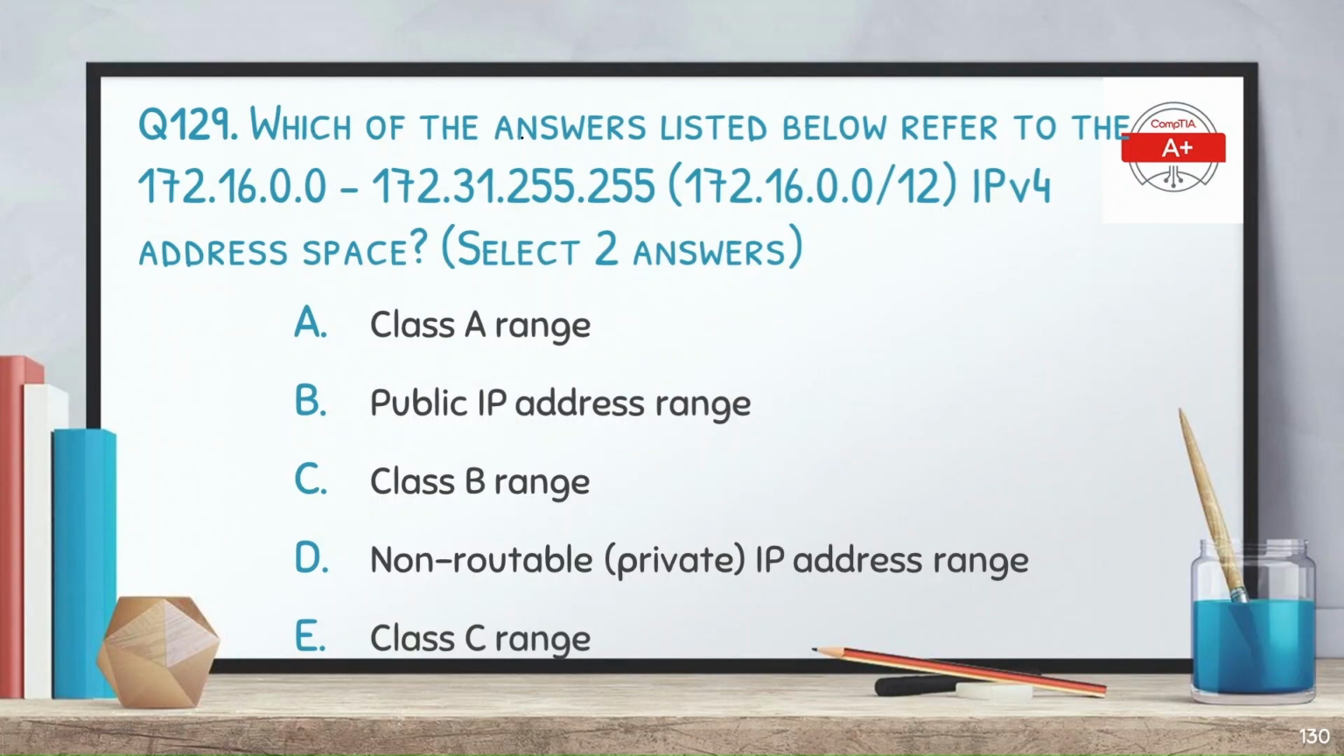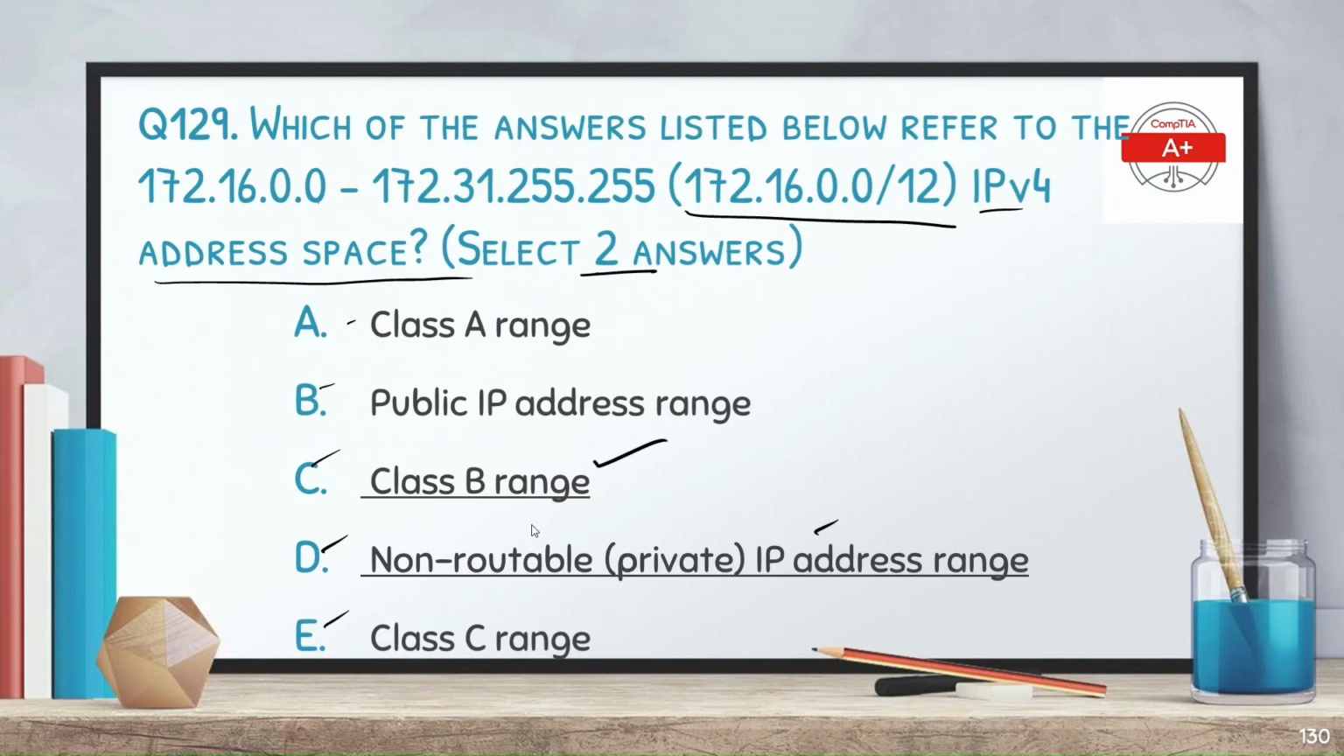Question number 1 to 9 is that which of the answers listed below refer to the 172.16.0.0-172.31.255.255, that is 172.16.0.0/12 IP version 4 address space? And again, we have to select two answers, and the options are A, class A range, B, public IP address range, C, class B range, D, non-routable private IP address range, and E, class C range. And the correct options are, this address space basically belongs to class B range, and again, this is non-routable or private IP address range.